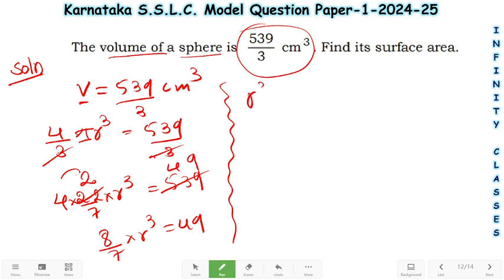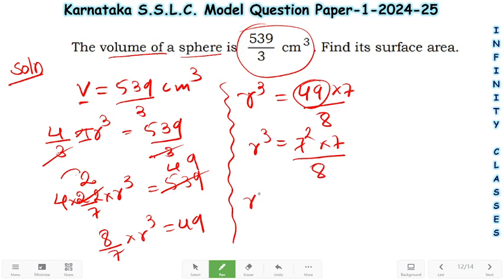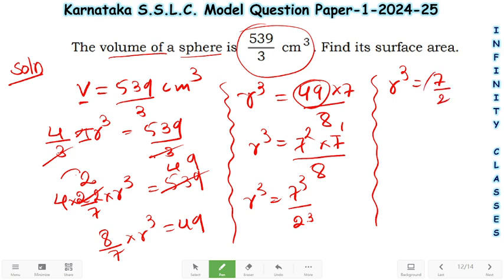Then r cube is equal to 7 into 49 divided by 8. Then r cube is equal to 49, which can be written as 7 square, into 7 divided by 8. Then r cube is equal to 7 square, here the base is same, adding the powers, that is 7 cube divided by 2 cube. 8 means 2 cube. Therefore here cube is there, so I'm going to write the remaining step, that is r cube is equal to 7 by 2 whole cube.